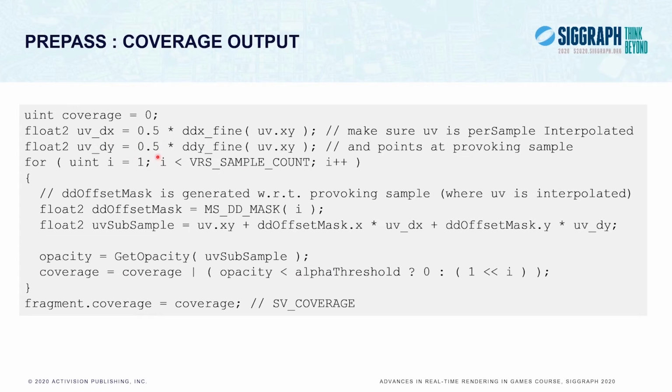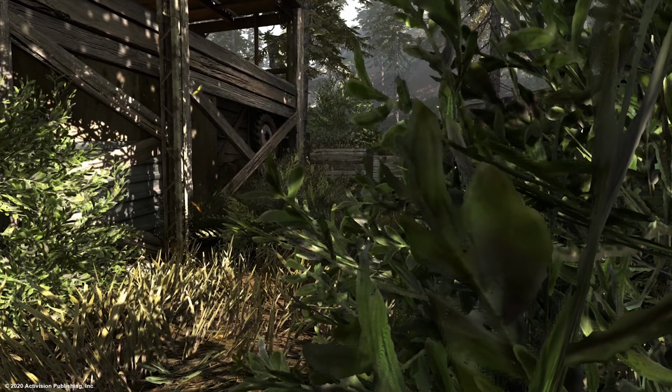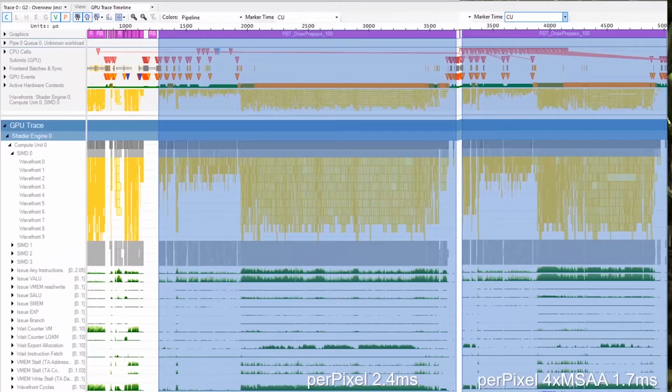And finally, after iterating through all the samples, we output the coverage mask to SV coverage. This image shows a typical high foliage overthrow seen from one of our MP maps. And here you can see a comparison between non-MSAA prepass and the MSAA prepass for the aforementioned scene. As you can see, the MSAA with manual SV coverage unroll results in significantly fewer waves. So basically, those waves that you can see here are from the alpha testing.